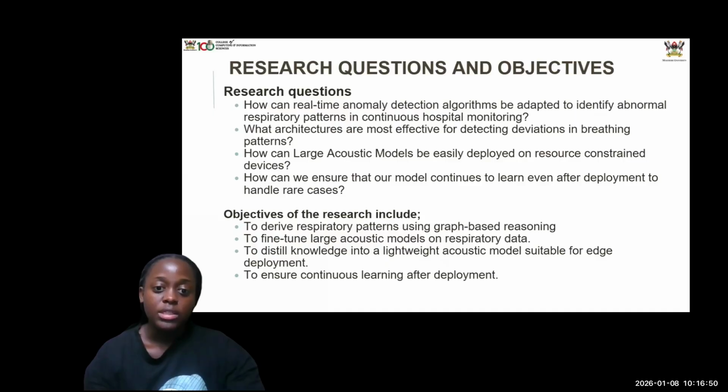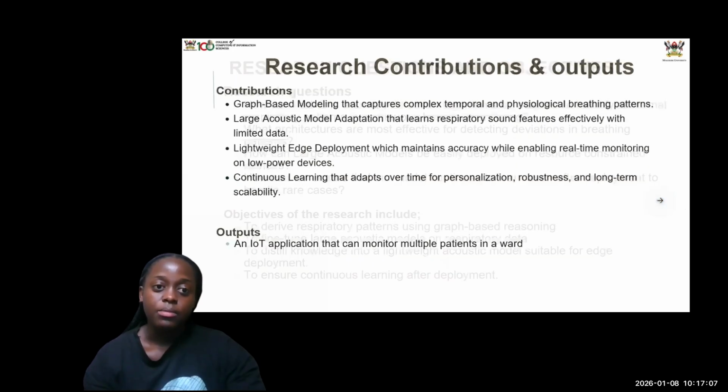I want to distill knowledge into a lightweight acoustic model such that it can be easily deployed on a resource-constrained device and that can be used by different hospitals. Then to ensure continuous learning, this will help us improve the model and make it more robust.